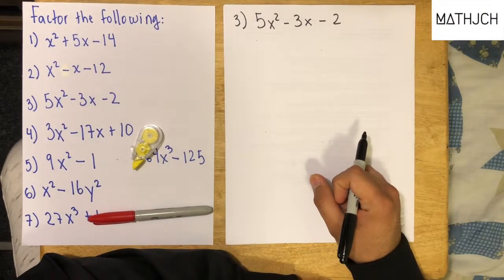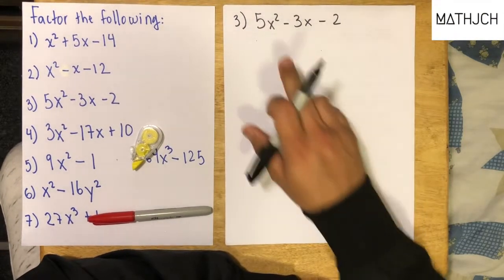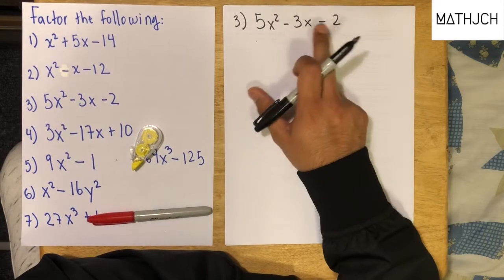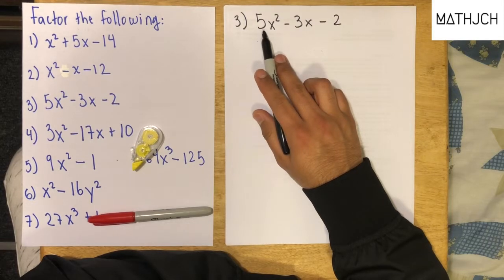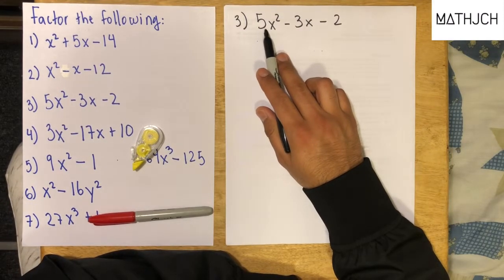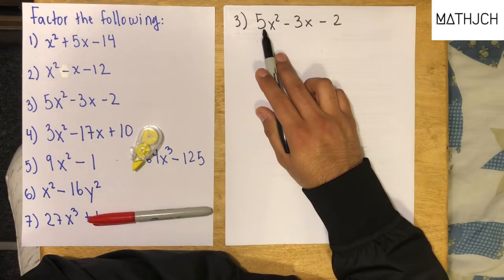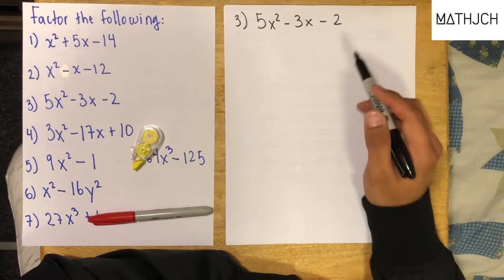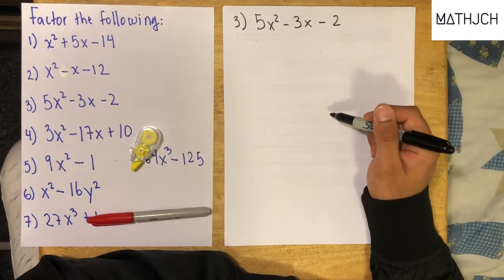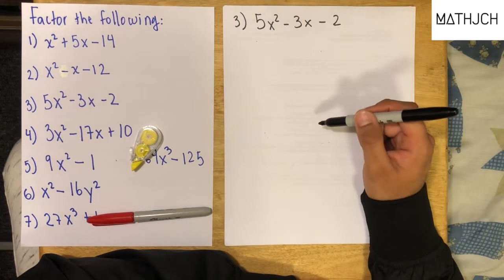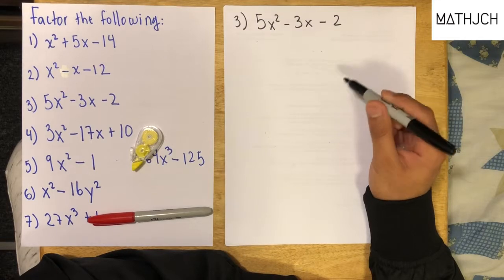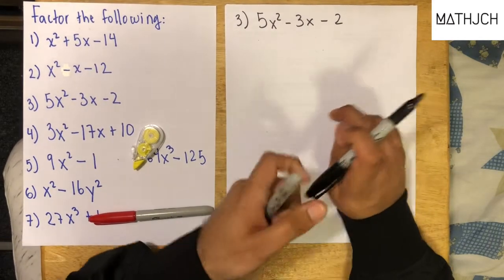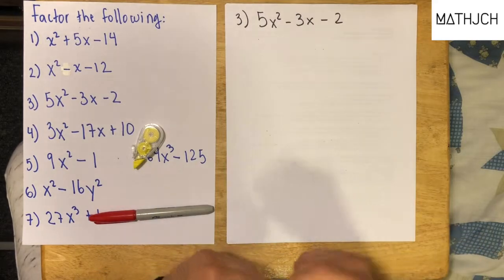Now let's go over a more difficult problem. We have 5x squared minus 3x minus 2. Notice that in this problem, our coefficient of x squared is not 1. It's a number greater than 1. So we cannot use a straightforward factorization. In this case, we're going to go through some steps which require trial and error, and we're going to see which one works. So let's go step by step.